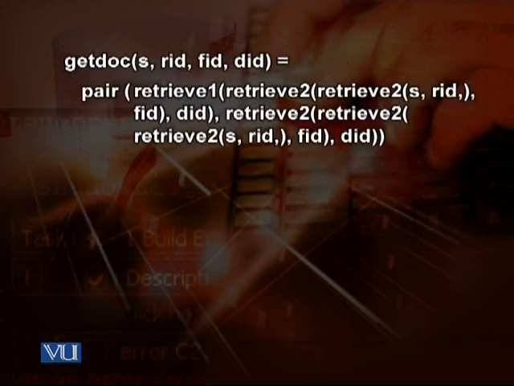Then we have getDoc, which takes 4 arguments, s, rid, fid, did, and it creates a pair of retrieve1 and retrieve2 of s, rid, fid, did, and then the second component of the pair is retrieve2 of s, rid, fid, did. So we are creating this pair out of this. What we have is the document header. In the first case, we have the retrieve1. The second component is retrieve2. So in the first case, we get the first component, target1 back. In the second case, we get target2 back, and we are making a pair out of it, and that is what we get. That is the document header and the corresponding text that we have.